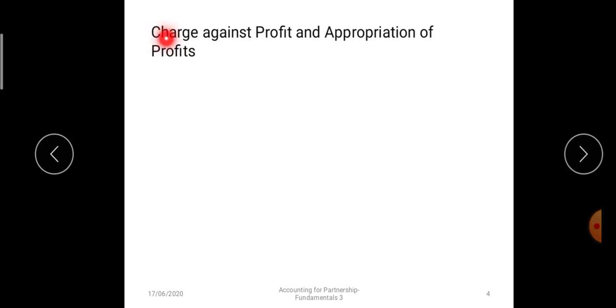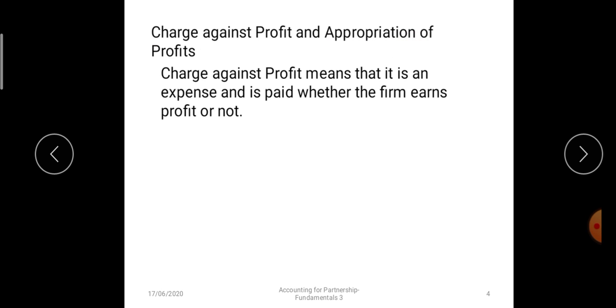Now, charge against profit and appropriation of profit is a very important point. Charge against profit refers to all the expenses which the firm has to pay, even if there is a loss. Examples are salary to workers, electricity bill, rent of the premises used by the business, commission, or any other expenses like transportation charges. These are charges against profit. That means this will reduce the profit, and it has to be paid even if the firm suffers loss.